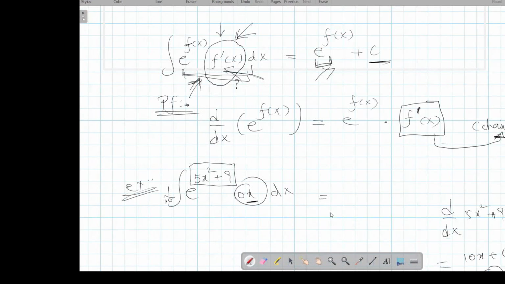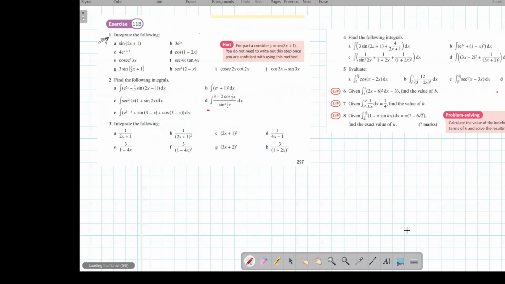Now we can just put the derivative equal to e to the power of whatever the function in the power is: e to the power 5x squared plus 9. That's it. Okay, what is next? That makes sense. That's easy enough.